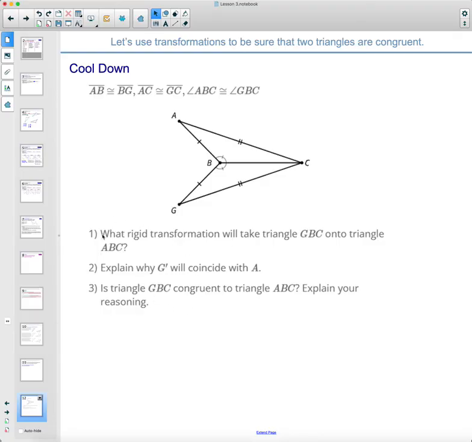And then here's the cool down. So taking this picture that has all of this stuff labeled for you, okay, it tells you 2 congruent sides, okay, it tells you 1 set of congruent angles right here, and also BC is the same in each triangle. So write a rigid transformation that will take GBC onto triangle ABC. Explain why G prime, okay, why will G prime land on A? And is triangle GBC congruent to triangle ABC? Explain your reasoning.